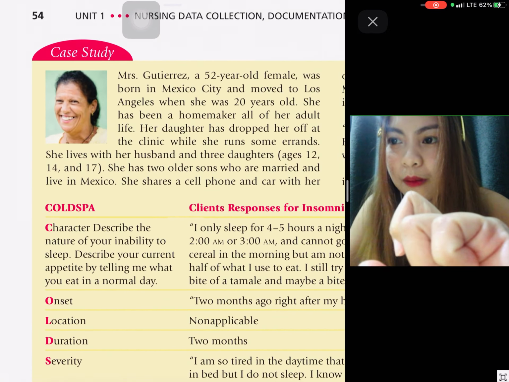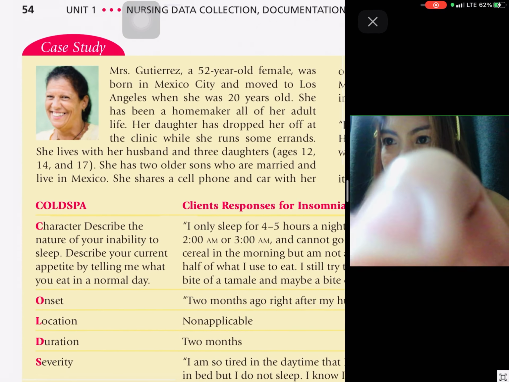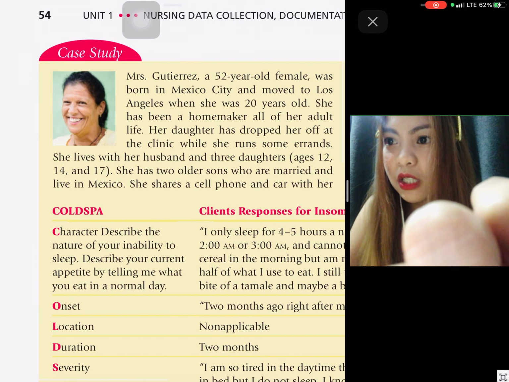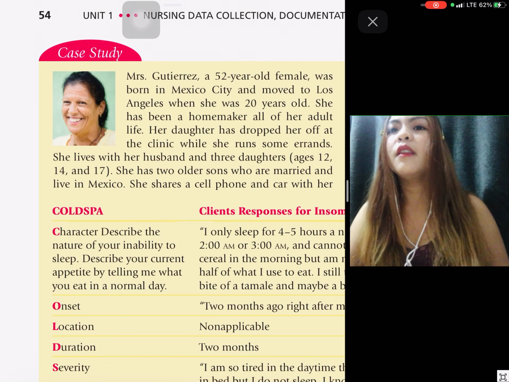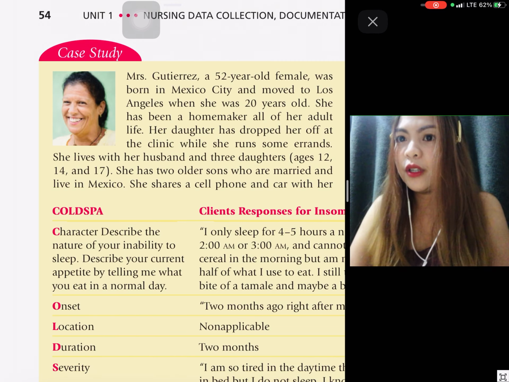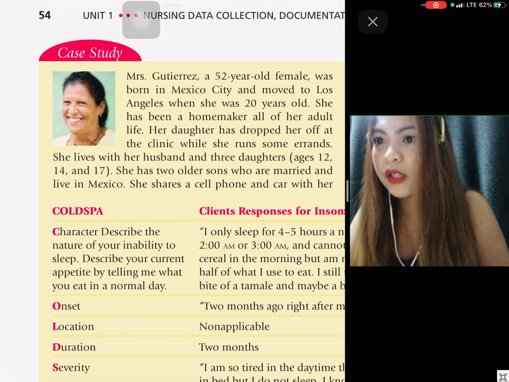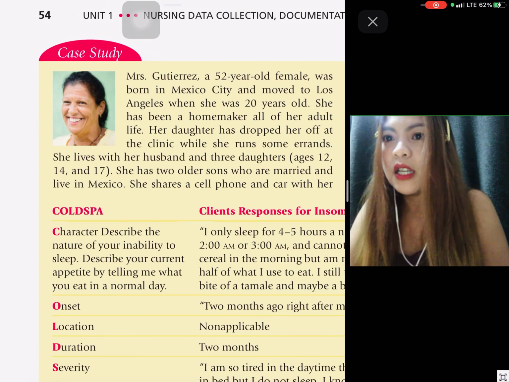Mrs. Gutierrez, remember, is a 50-year-old female who was born in Mexico City and moved to Los Angeles when she was 20 years old. She has been a homemaker all of her adult life. Her daughter has dropped her off at the clinic while she runs some errands.